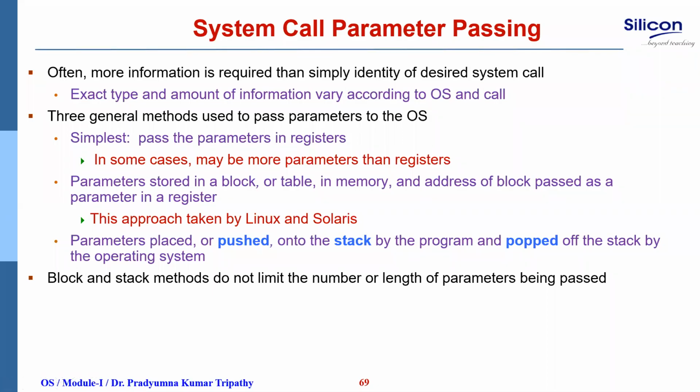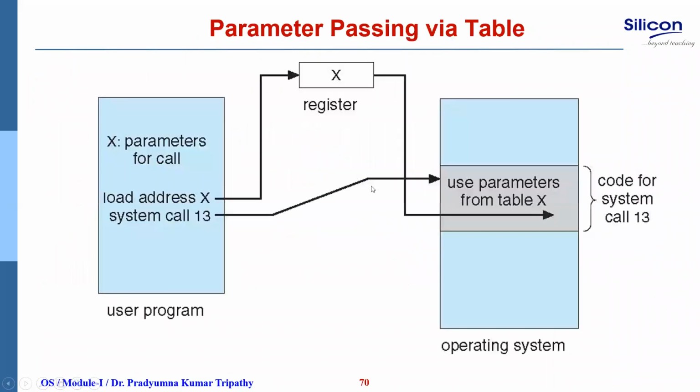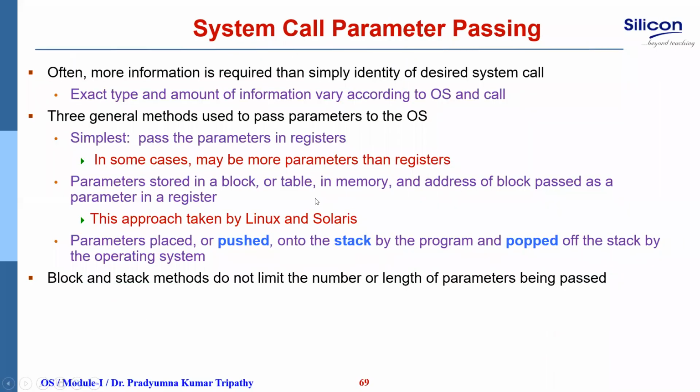What else can we do? We can push it into a stack. Parameters are placed or pushed onto the stack, and popped off the stack by the operating system, so it will take the parameters out from this stack itself. Correct? So the block and stack methods do not limit the number or length of parameters being passed. It is not limited how many parameters you pass. But in the register you have a restriction: although it is very fast, only one parameter can be passed. So do remember there are three different ways a parameter can be passed to a function.